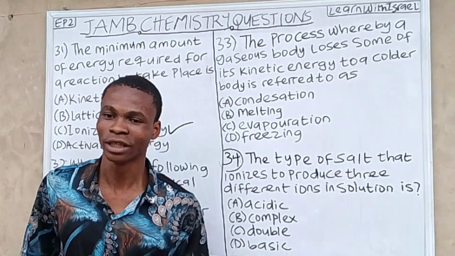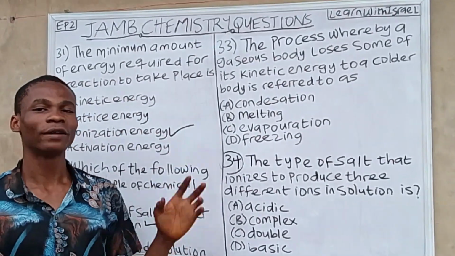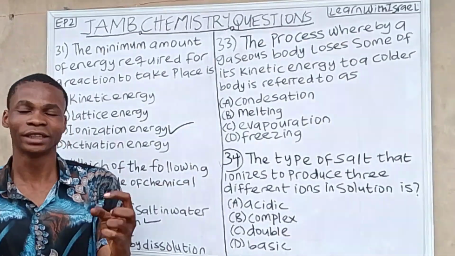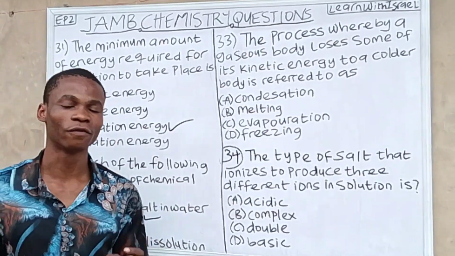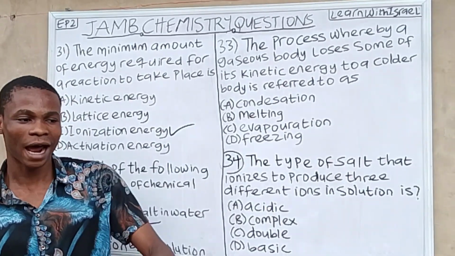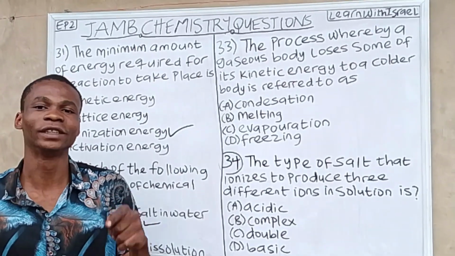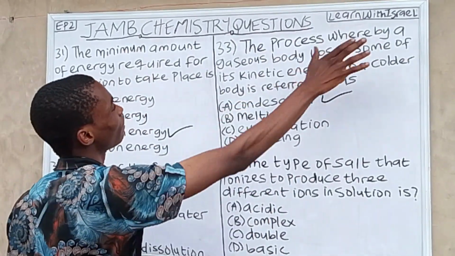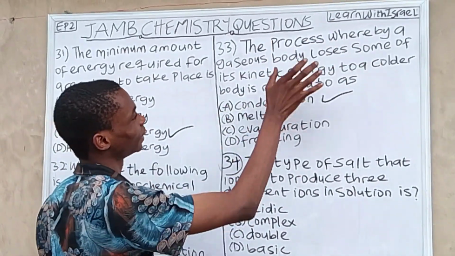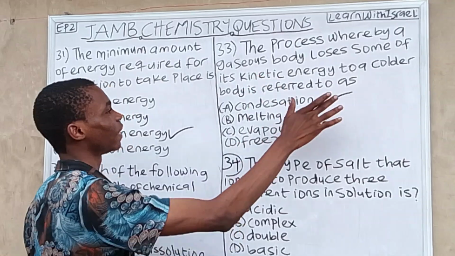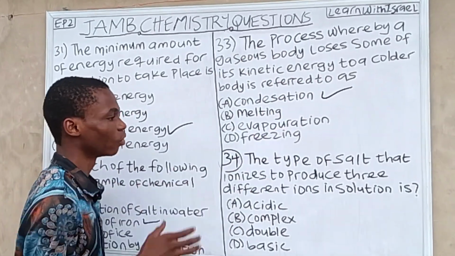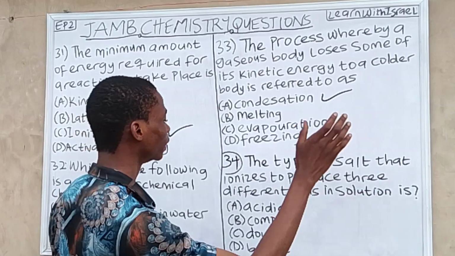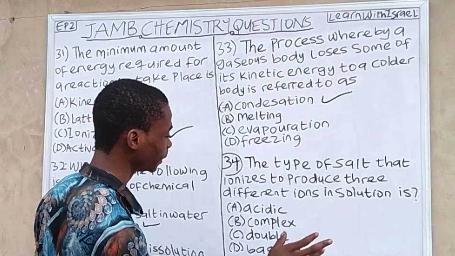And what's condensation? Let me cite an example. Condensation is when you bring out a chilled drink from your freezer. The water droplets around the container of the drink is condensation. So the process whereby a gaseous body loses some of its kinetic energy to a colder body is referred to as condensation. Question 34. The type of salt that ionizes to produce 3 different ions in solution is.